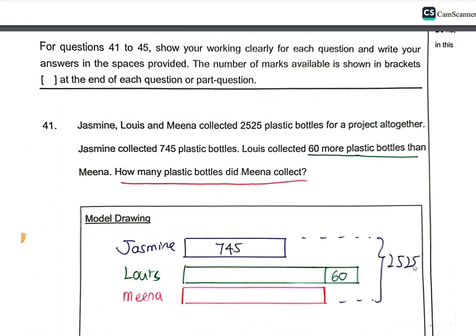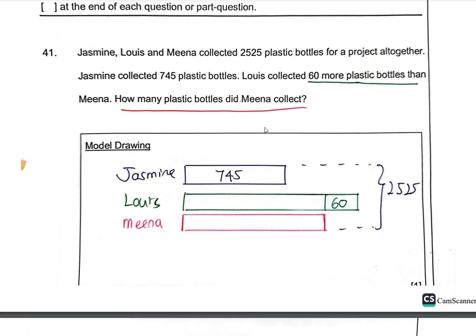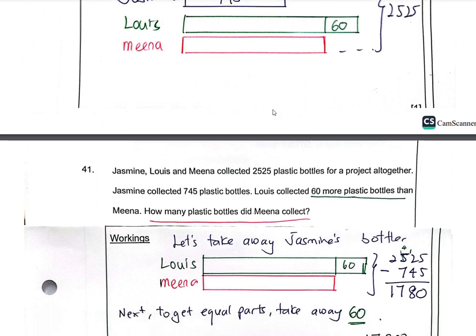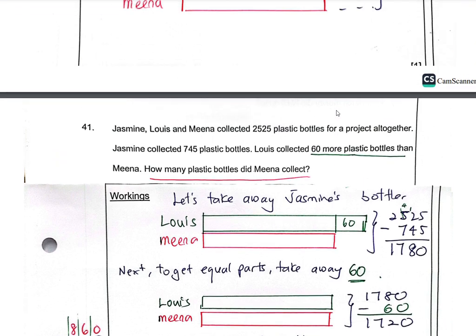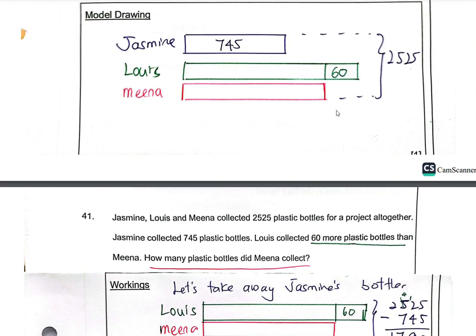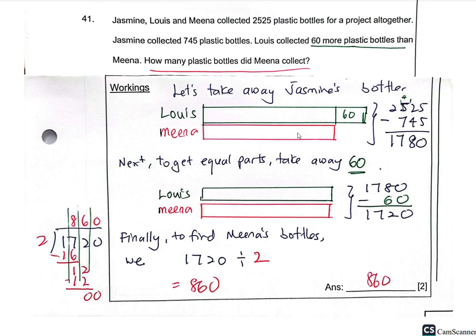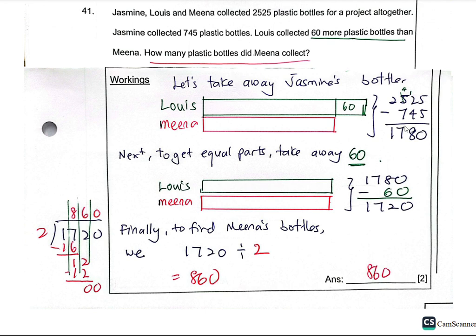Altogether is 2,525 plastic bottles. We're supposed to find out how many plastic bottles Mina collected. So let's see. My first step is this. Let's take away Jasmine's bottles, because we don't need Jasmine, we're only looking for Mina. So take away means to subtract. So 2525 minus 745. I get 1,780. 1,780 bottles will be the bottles that Louise and Mina had.